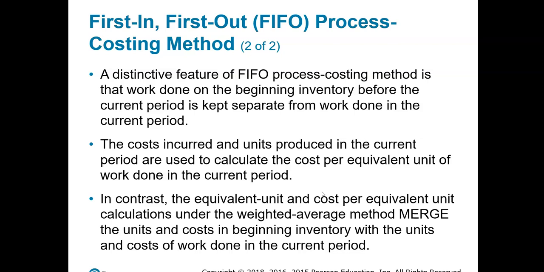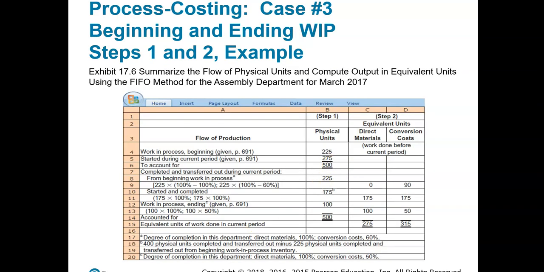Under the weighted average method, the costs merge and the total units of equivalent production merge. We're merging beginning inventory with the units and costs of the work done in the current period. Whereas in first in, first out, we're separating those costs. We're only focused on the amount of work done during the month plus the amount of costs incurred during the month. So let's take a look at our production report using first in, first out.